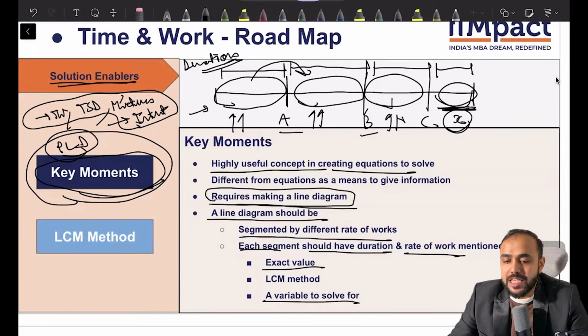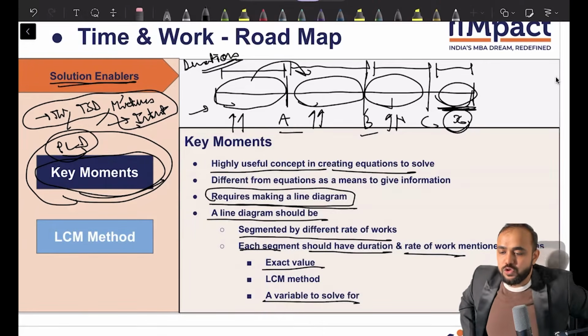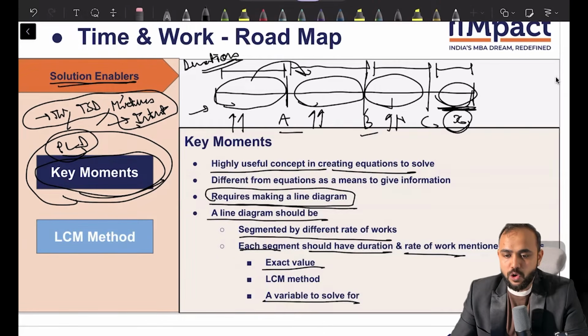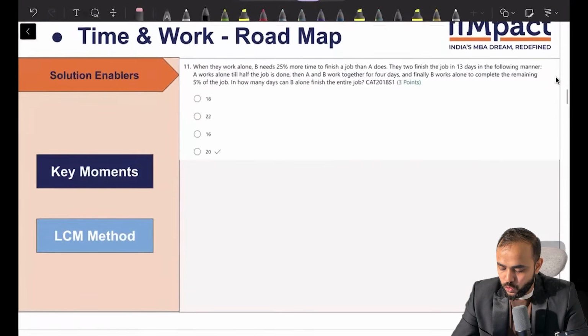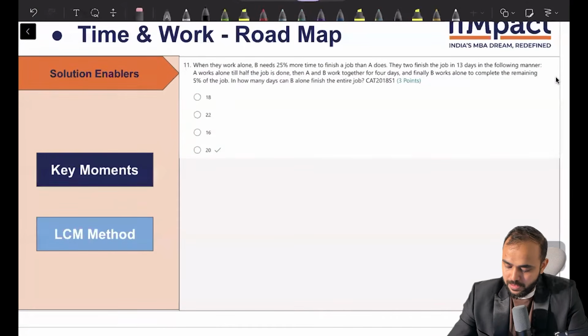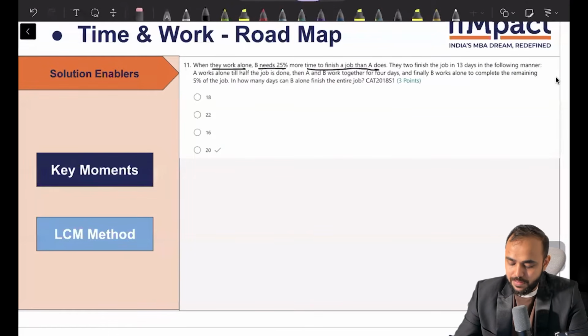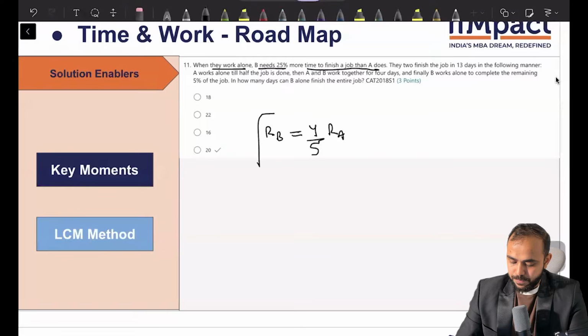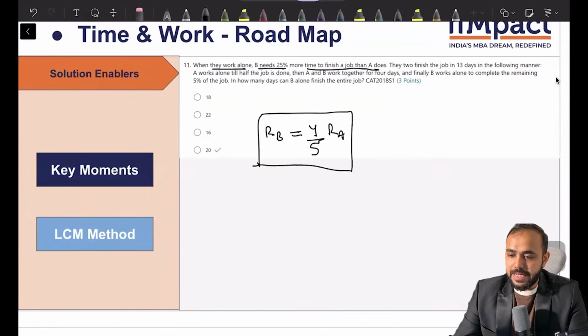So making the diagram helps a lot in solving questions that have a lot of information given. If we look at an example: when they work alone, B needs 25% more time to finish a job than A does, which means that the rate of work of B is going to be 4 by 5 times the rate of work of A. Can I say this? So this information is given to me as a ratio, particularly as a percentage, and I have converted that into a result that I can use.